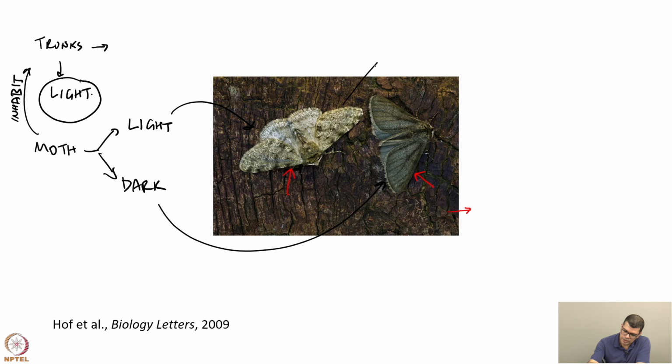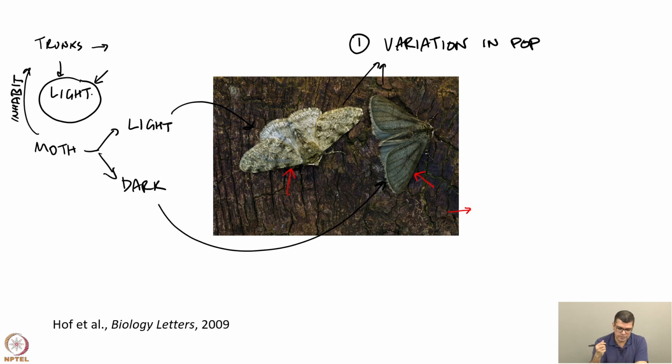Remember that these two represent the example of variation existing in the population. Variation in population. That is the first step necessary for natural selection to act, and that is satisfied in this particular example. So, as you can probably imagine, when the trunk is light, this light colored moth has an advantage over the dark colored moth because of camouflage. It is just easier to detect a dark colored object against a light background compared to detecting a light colored object against a light background.